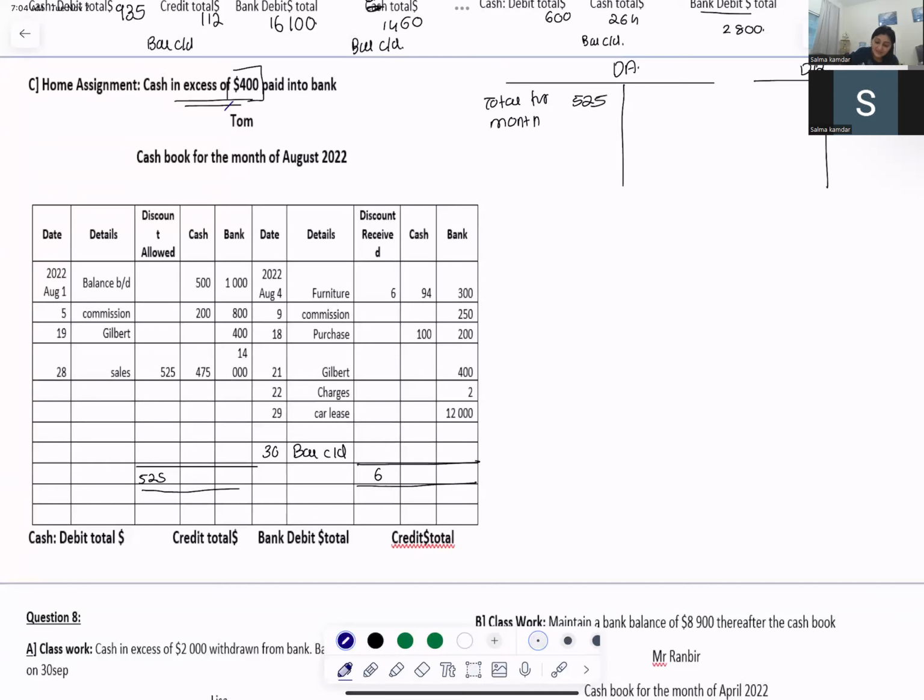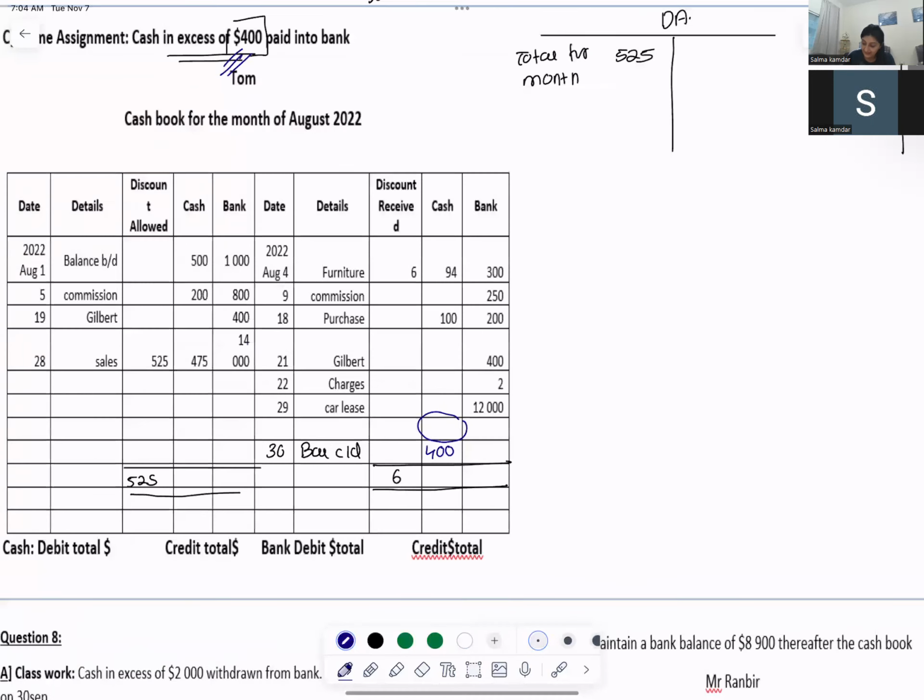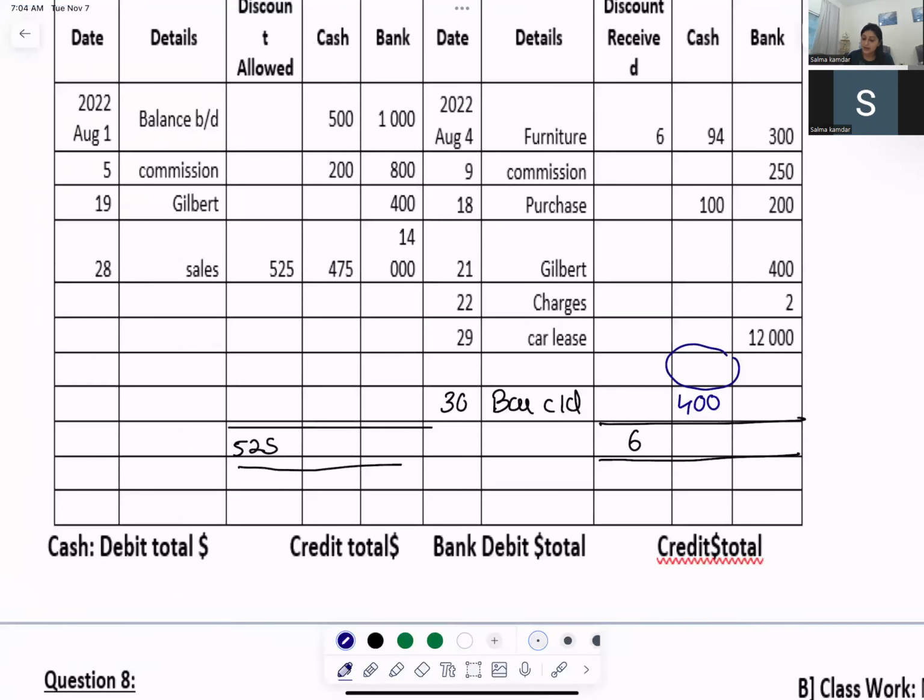So cash in excess of 400 paid into the bank. That means they are telling you that the closing balance of cash is 400, and anything above 400 will go out from the cash, and it will come into the bank.